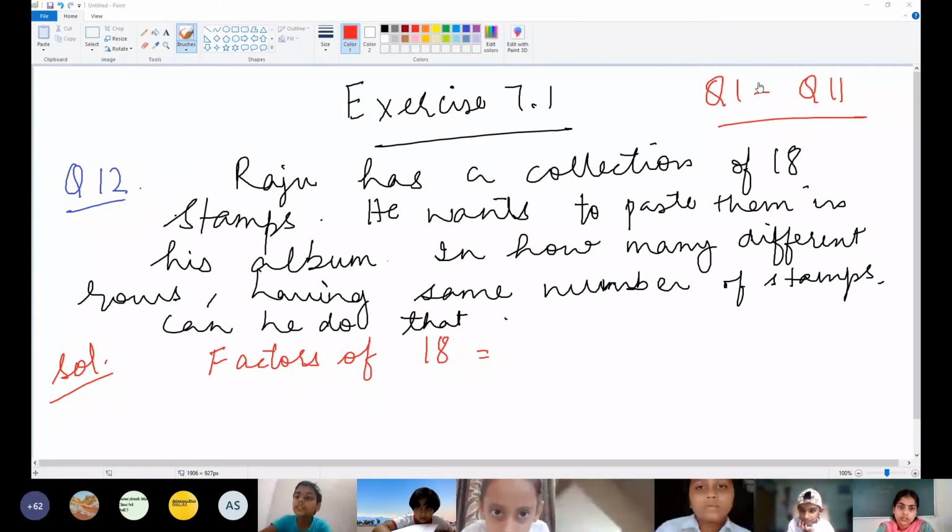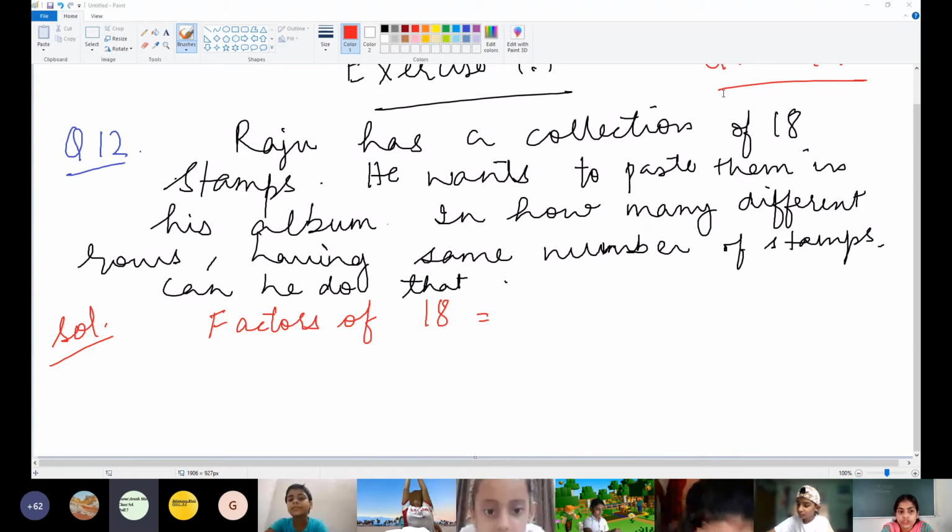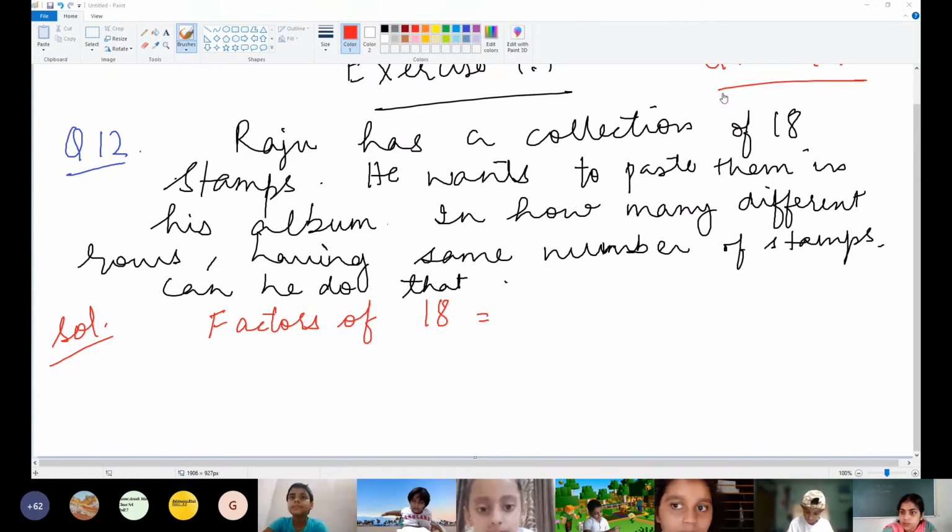Now mute yourself, everyone. Ansh Kumar, unmute yourself. Ma'am, my mic is not turning off. Ansh, what will be the smallest factor of 18? Ma'am, 1. And the greatest factor? 8. Yes, 18 also. Others, mute yourself. Let Ansh answer. Ansh, one is the smallest factor of 18. Yes. Now the greatest factor.